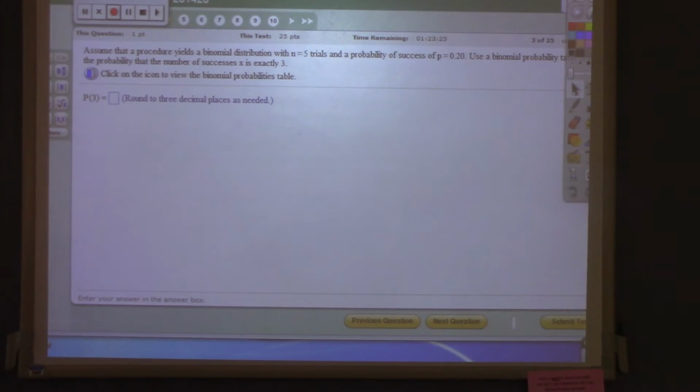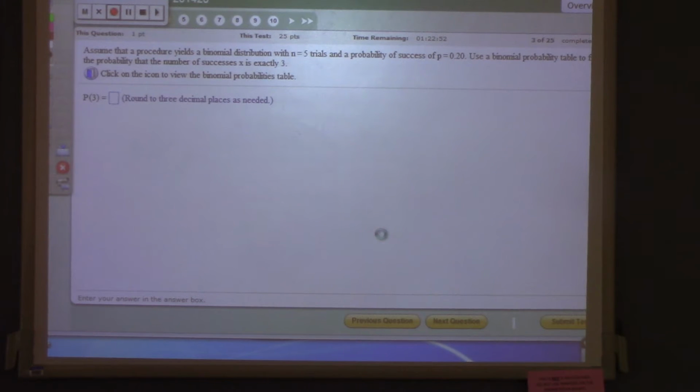All right. It says assume that a procedure yields a binomial distribution with n equal to 5 and a probability of success of 0.2. Use a binomial probability table to find the probability that the number of successes is 3. Now you can do this two different ways. What are the ways you can do it? By the table, that's right, class.